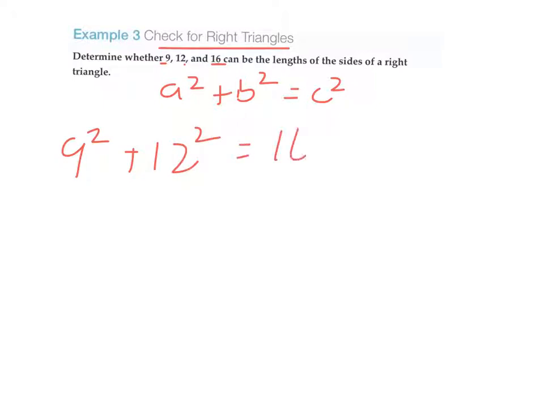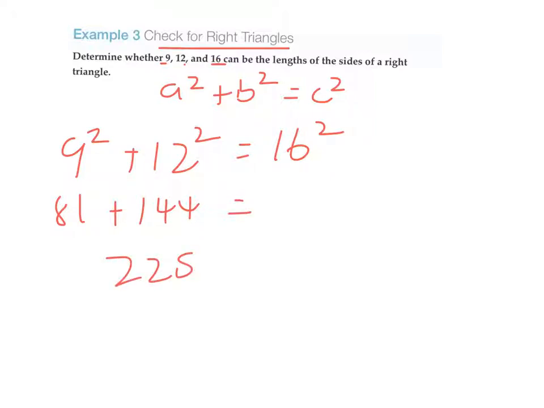Check for right triangles. We're looking for the sides that all equal each other. So we need a squared plus b squared equals c squared. So if I have 9, 12, and 16 being c, I can take 9 squared plus 12 squared equals 16 squared. So I would do the math. This is 81, this is 144, and if I add those, I get 225.